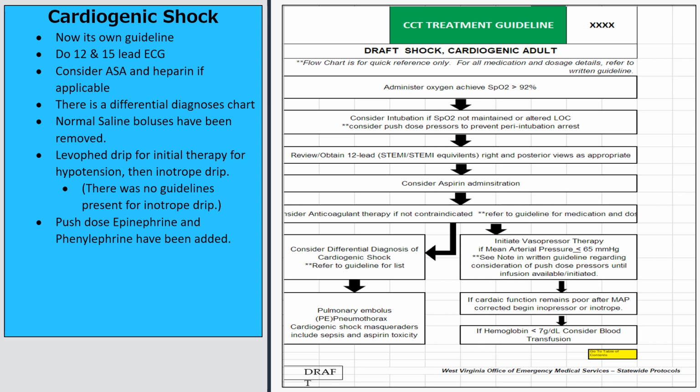Normal saline boluses have been removed. Levophed drip for initial therapy for hypotension, then inotrope drip. There was no guideline present for inotrope drip. Push dose epinephrine and phenylephrine have been added.